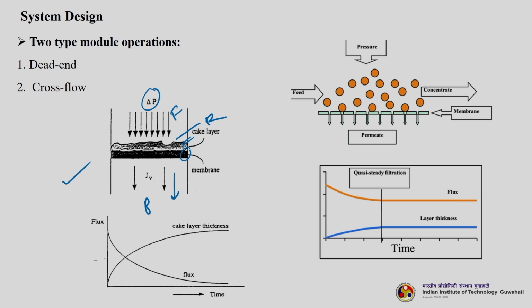Now, another one is the cross flow system. Here the feed is flowing across the membrane surface, permeate is coming here, you are pressurizing here and you are getting the concentrate or the retentate here.